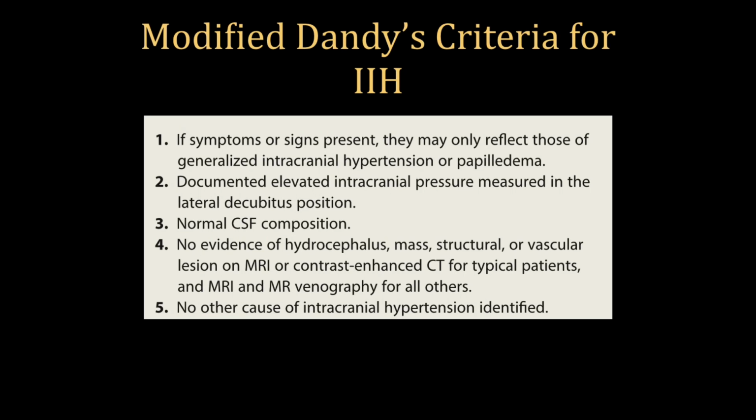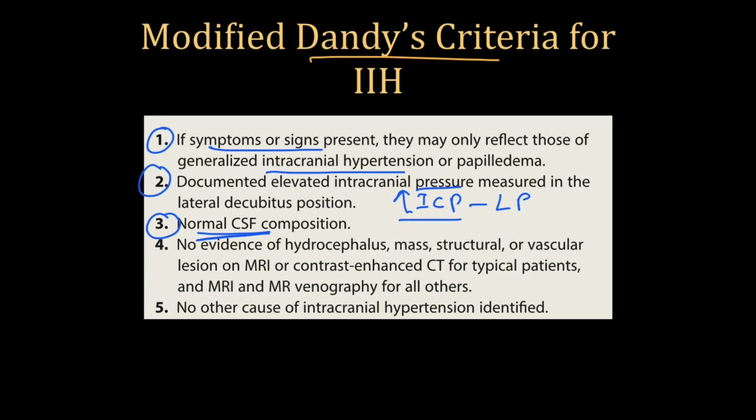So what is the criteria to diagnose idiopathic intracranial hypertension? We go for the so-called Dandy's criteria. What this criteria says is that, number one, the patient should have the symptoms and signs of rise in intracranial pressure. Number two, the patient should have a rise in intracranial pressure which should be documented by lumbar puncture. And whatever CSF you obtain from the lumbar puncture should have a normal composition. And there should not be any evidence of hydrocephalus or a space occupying lesion. Okay, and again there should be no other cause of intracranial hypertension. So IIH is essentially a diagnosis of exclusion, to be precise.